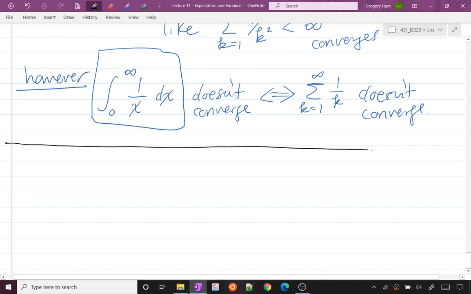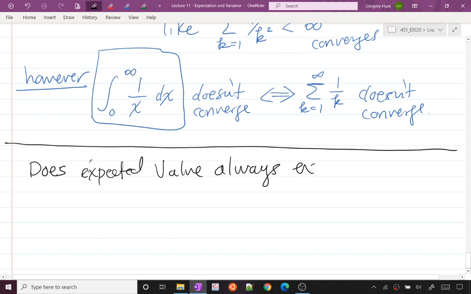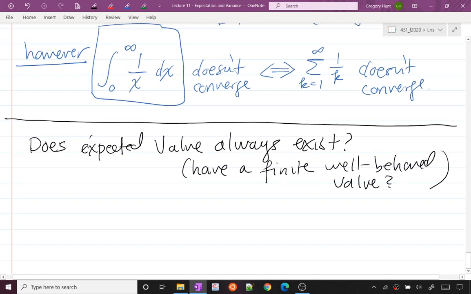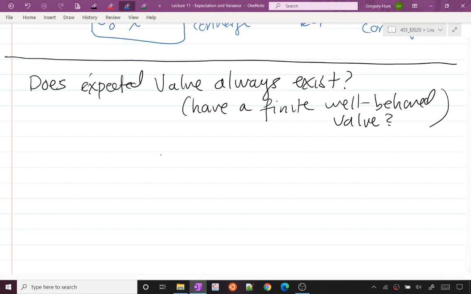Question. Does expected value always work? Does it always converge? Another way of saying this is, does expected value always exist? We've defined expected value in terms of sums, potentially infinite sums, and integrals. Those things don't have to have finite values. So another way of thinking about it: does it have a finite, well-behaved value? Of course, the answer is no, because we define these in terms of sums and integrals.